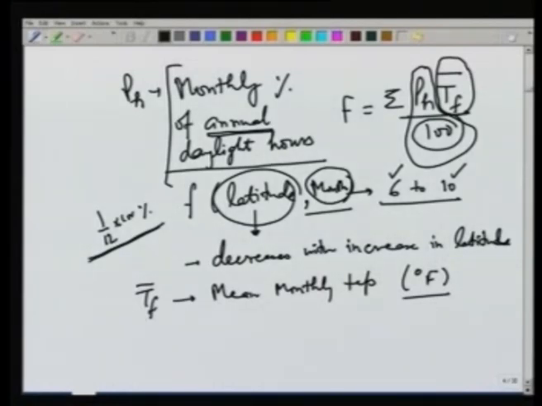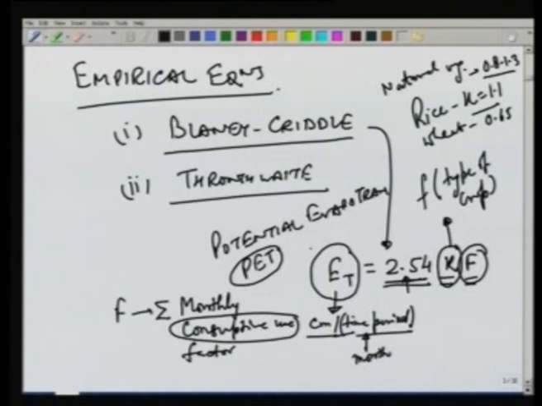So, using the mean monthly temperatures for each month and the percentage p_h, we can find out this factor F, and then using the Blaney-Criddle equation we can find out the evapotranspiration. Of course, this k has to be estimated based on the crop type, and F we get from the formula. So, this gives us an empirical method for finding out the evapotranspiration.